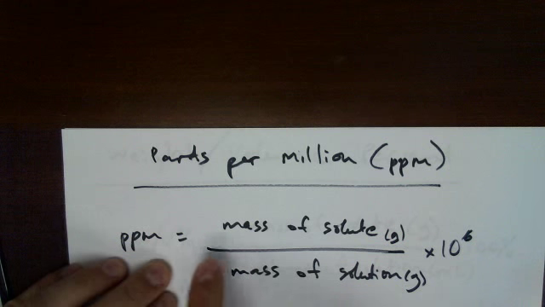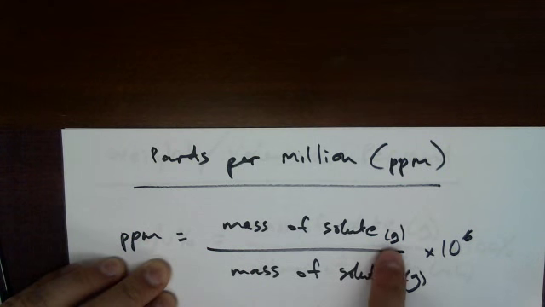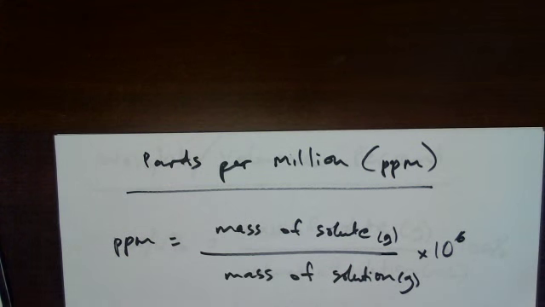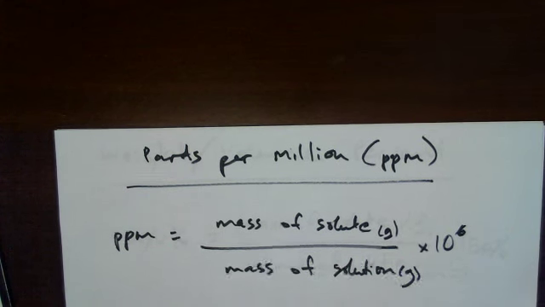And so if we're going to look at parts per million, we have the mass of the solute, which is in grams. We have the mass of the solution, which also must be in grams. And because we deal with such small numbers, we multiply it by a million, and that's how we get parts per million. Let's have a look at a quick example.